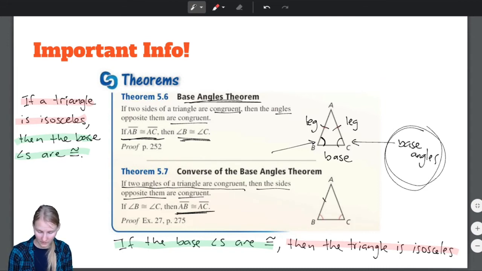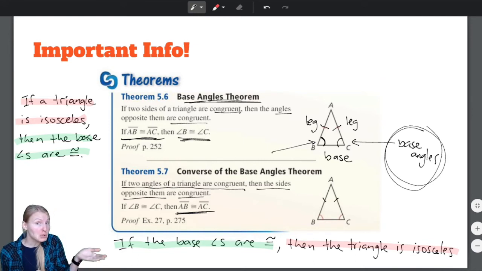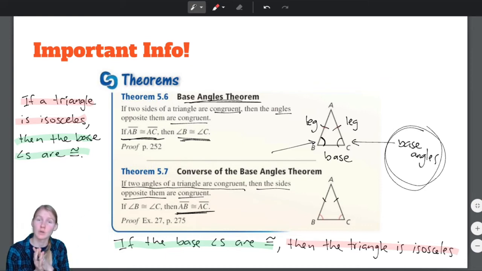Okay, wonderful. So, here is the base angles theorem, the converse of the base angles theorem. This was in our learning target, that you know what this says. So make sure that you know. Can you put the base angles and the converse of the base angles theorems in your own words? And the success criteria said that you can use them.